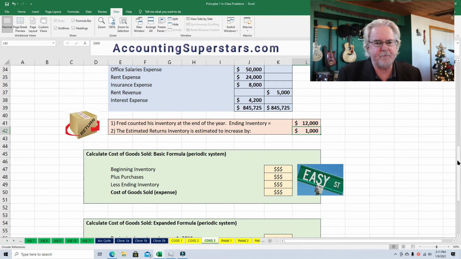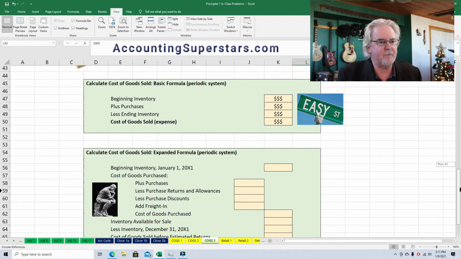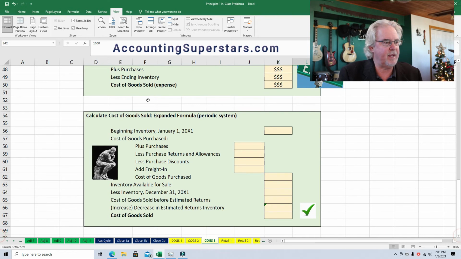I don't memorize this expanded formula. It's too much to remember. But what I do is I remember the basic formula, and from the basic formula I can figure out the more expanded formula. So here we go. I'm going to get this down a little bit more. Here we go. And what I'm going to do is split the screen a bit.